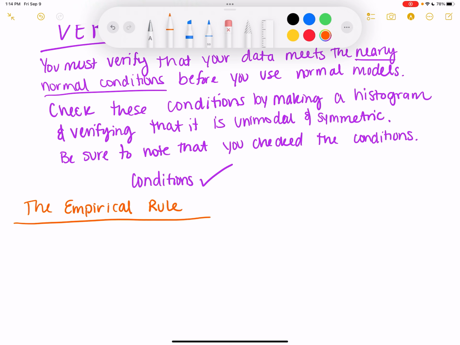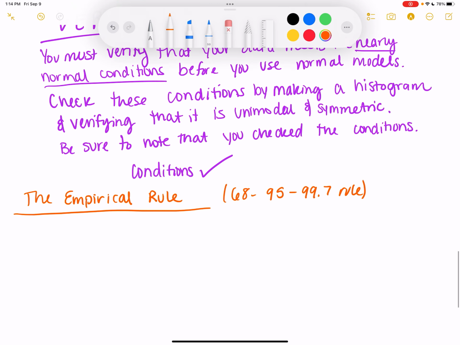This is also known as the 68, 95, 99.7 rule. Those numbers are important, but we will have used them so much by the time you get to a test or a quiz that you will have them ingrained in your brain, considering we're about to write them like 3 more times just in this little section of notes.